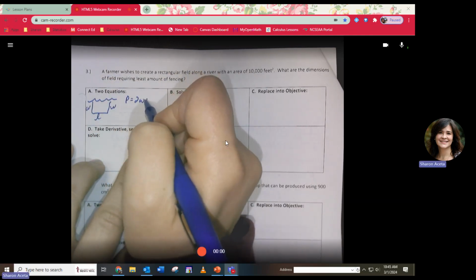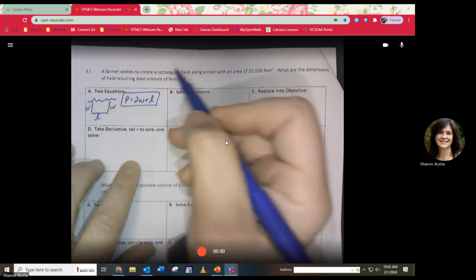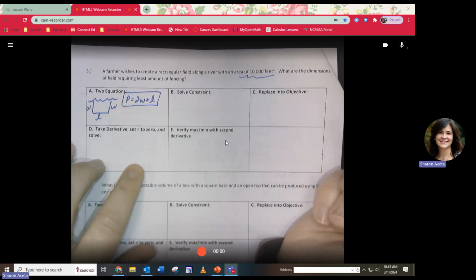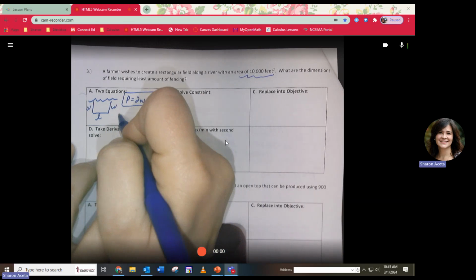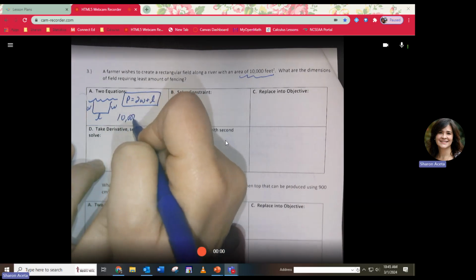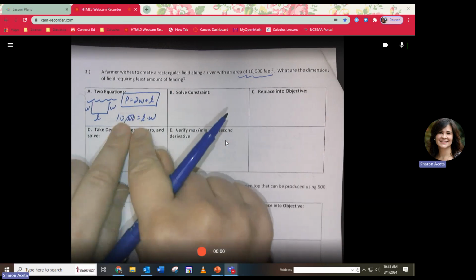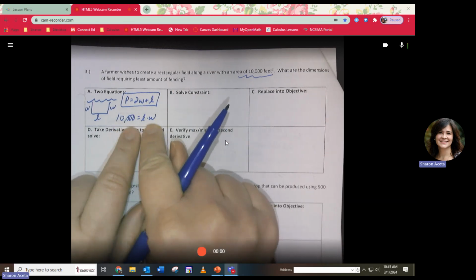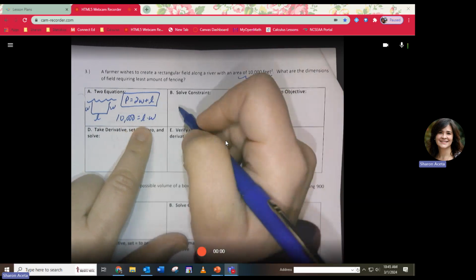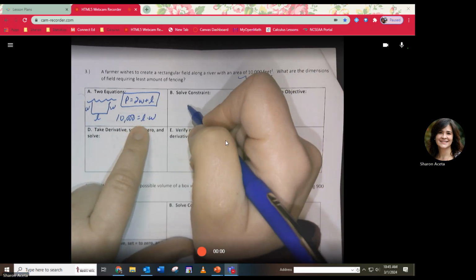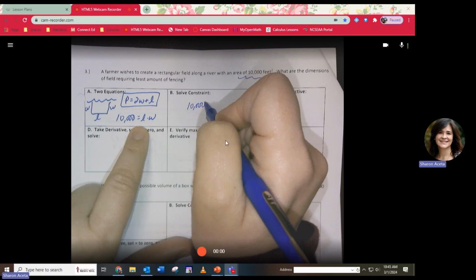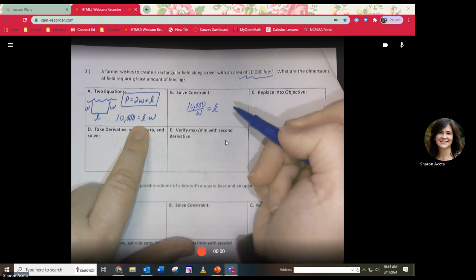So this time our perimeter is 2W plus L. That's our objective. We know more about the area. And so area, again, is length times width. So I'll just say 10,000 equals length times width. This is our constraint now. We're going to solve this for a variable. Again, doesn't matter. I'm going to solve for L. So 10,000 divided by W is L.